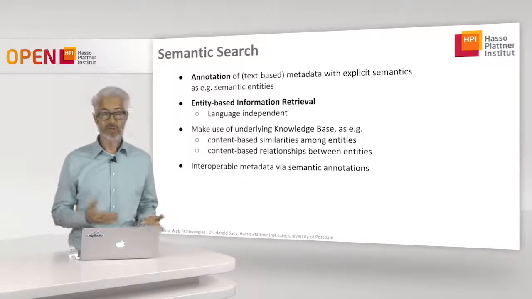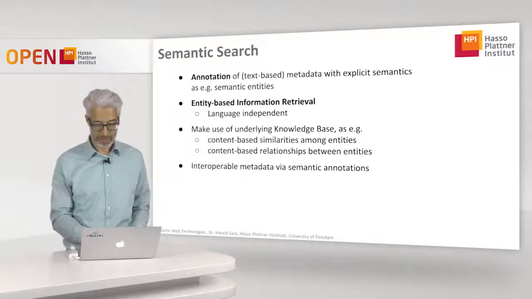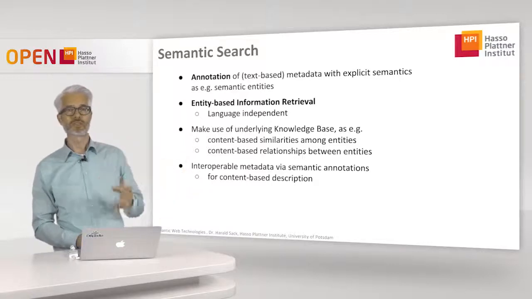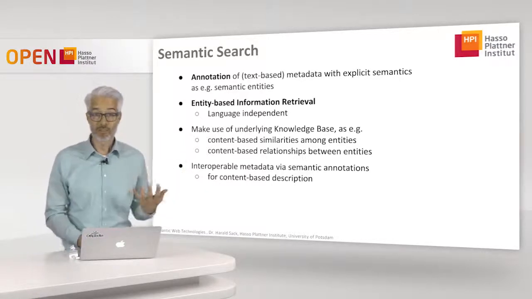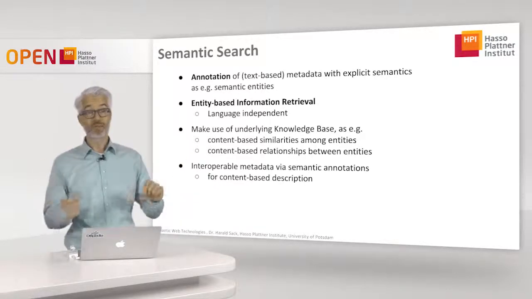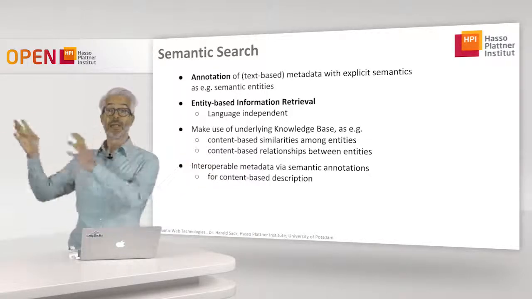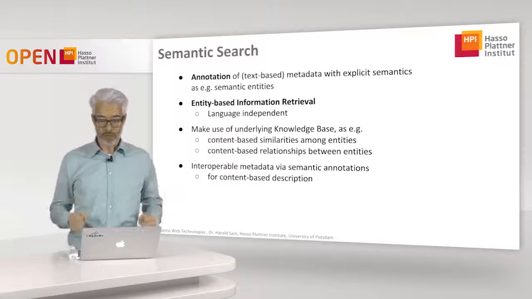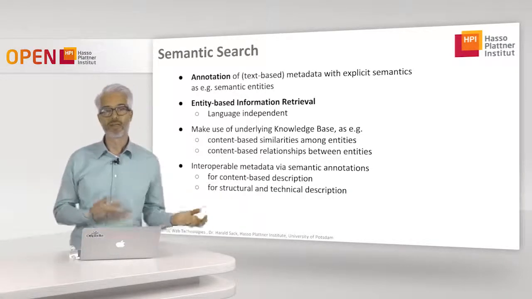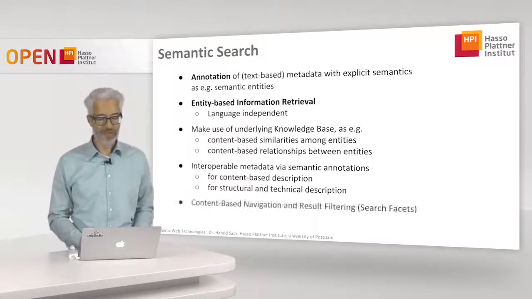And of course, it produces with these semantic annotations some kind of interoperable metadata. This is, of course, something nice. And the metadata that you usually use here in these search engines is content-based description. So, for example, text is annotated with mappings of entities that are linguistically retrieved or identified within the text and with a specific resource in a knowledge base. On the other hand, you also can have structural or technical descriptions that can be used for retrieval.